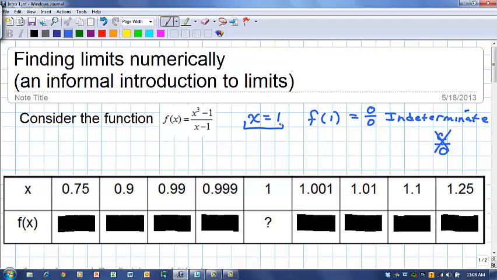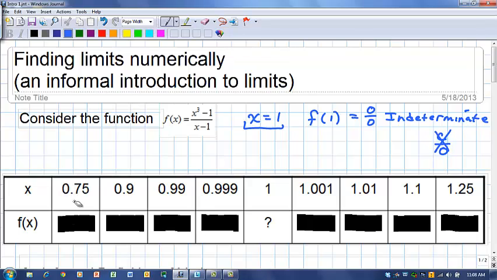So in order to do this, I've made up a table of values you can see here for different values of x. On the left-hand side, I'm getting closer and closer to 1 from less than 1. And on the right-hand side, I'm getting closer and closer to 1 from values that are greater than 1. So what we want to do is see what the value of the function is as we get closer and closer to 1. I've already put the numbers in here, and I'm just going to reveal them to you as we go.